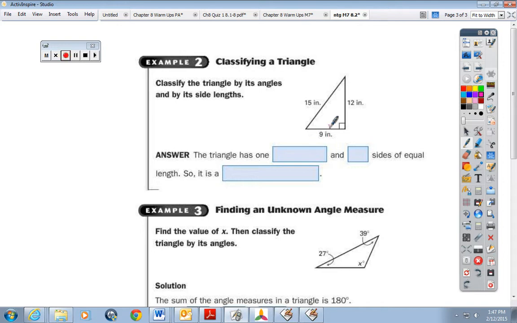2, 3. And you'll see that as we progress through geometry, there's a different number of tick marks for each side, meaning that they're different lengths. Can we see that they're different lengths? Yes. Okay. So because it has no sides of equal length, it is a scalene.